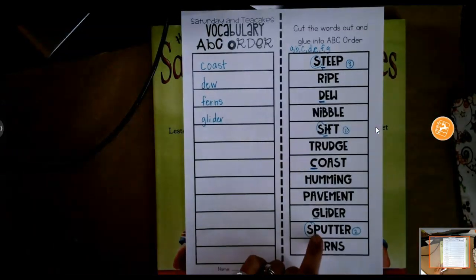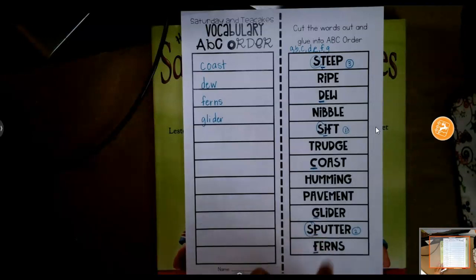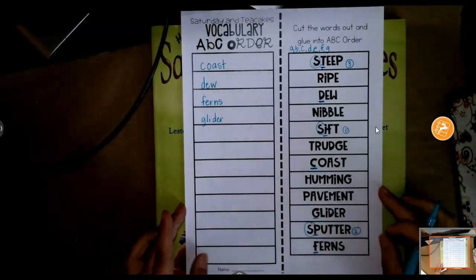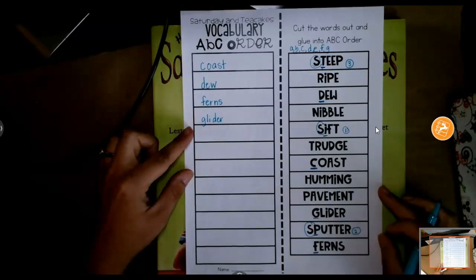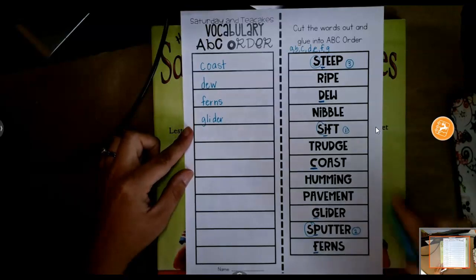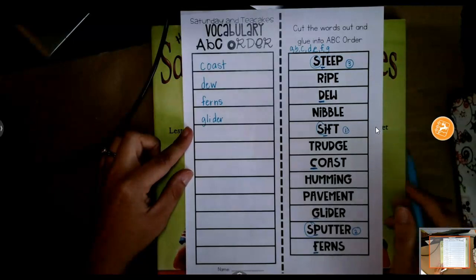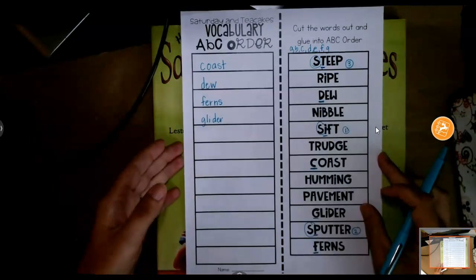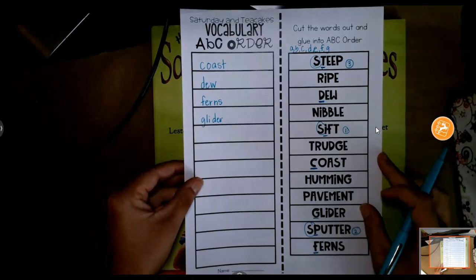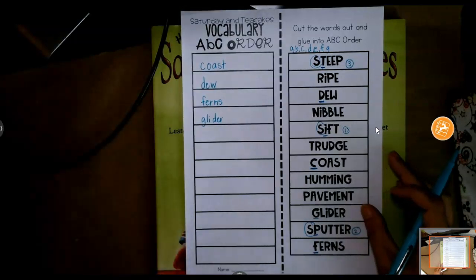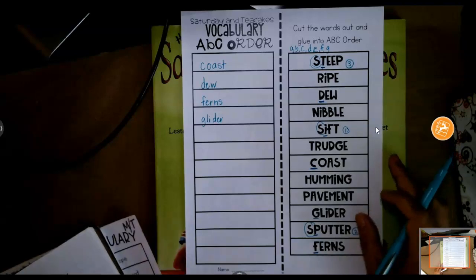Okay? So that is how you're going to complete your ABC order using your vocabulary words today, and I've already done 4 of them for you. So use that alphabet. You can be writing those letters down to help you. You will also be doing ABC order with your spelling words too, so it's going to be good practice for you this week. Okay? The next thing is we're going to go ahead and listen to our story.